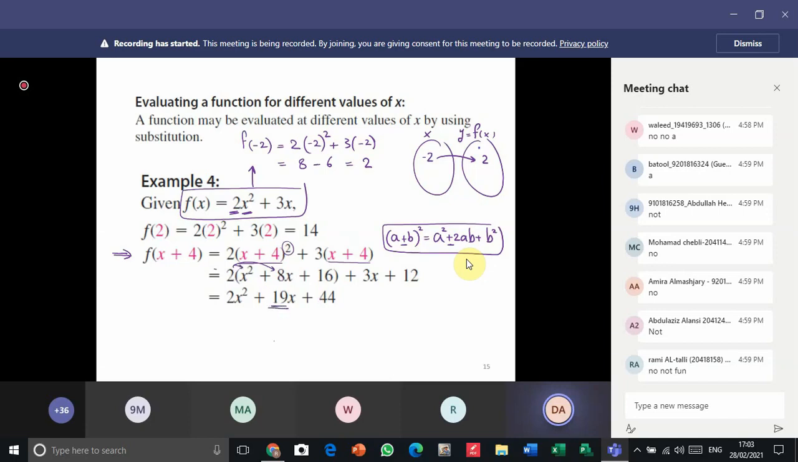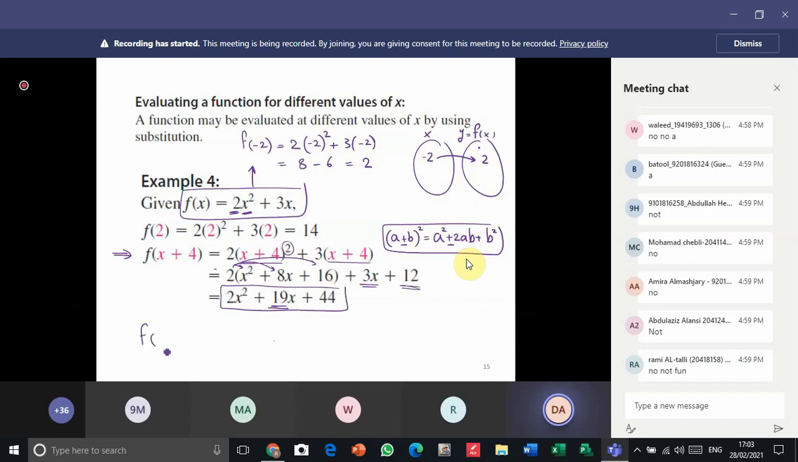16x. This is the summation between 16x and 3x. Okay, 19x, and 2 multiply 16 we have 32, 32 plus 12 we have 44. So this is the value of what? X plus 4 all square.